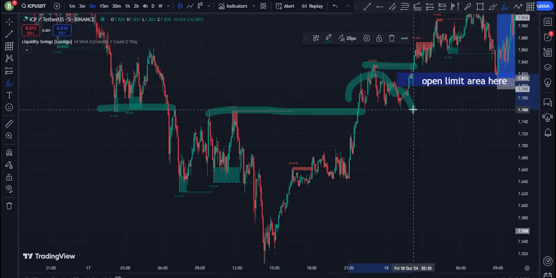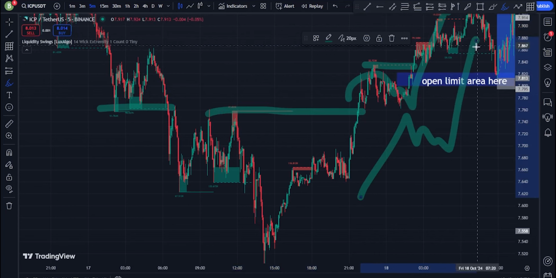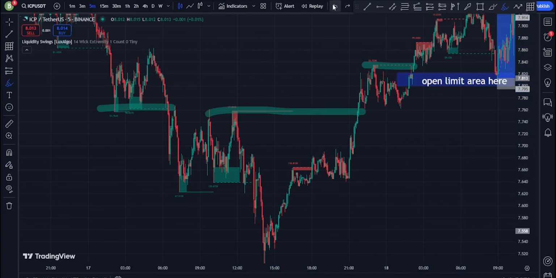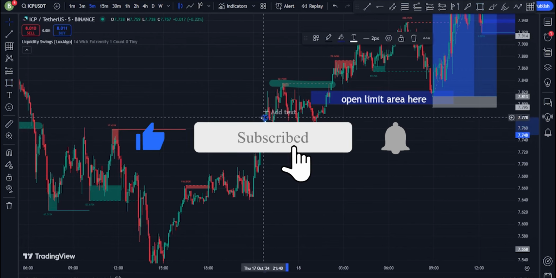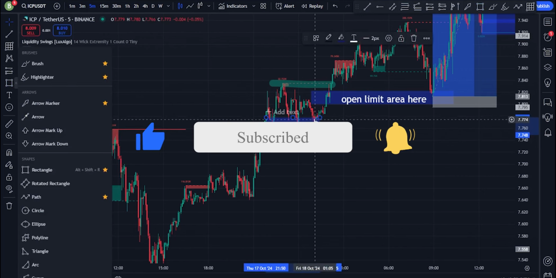3. Previous highs and lows. Traders often use past price action to identify areas of high volume. Previous swing highs or lows act as pivot points where liquidity is likely to be concentrated.